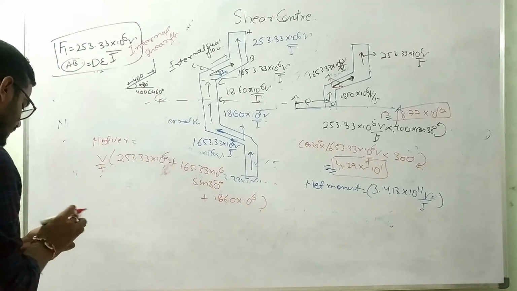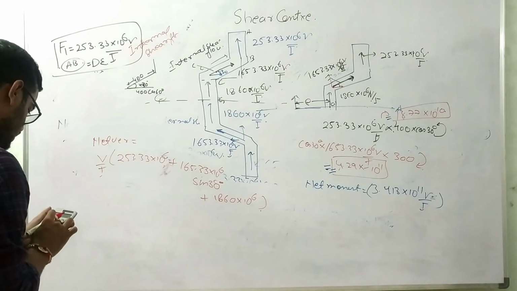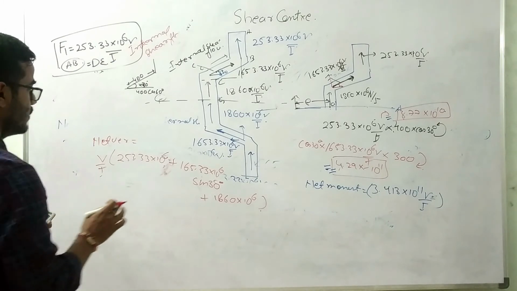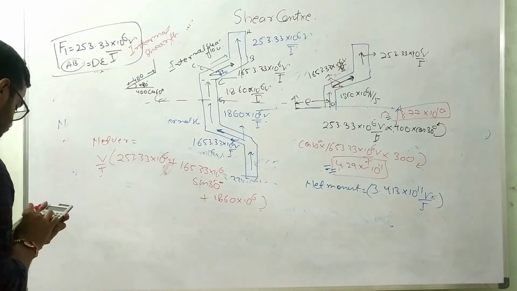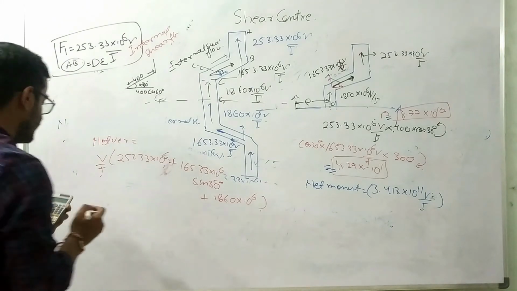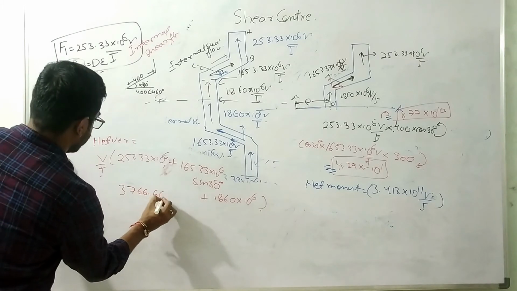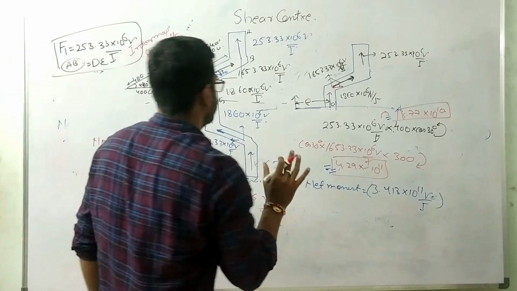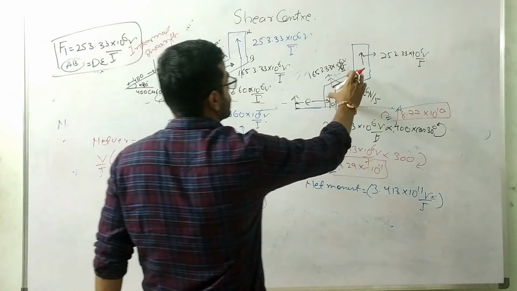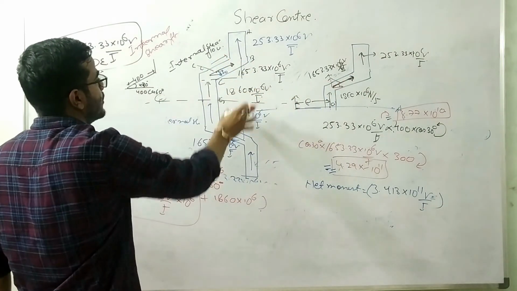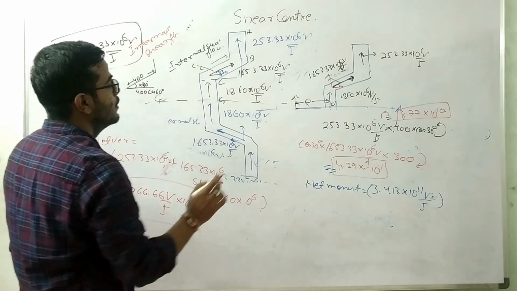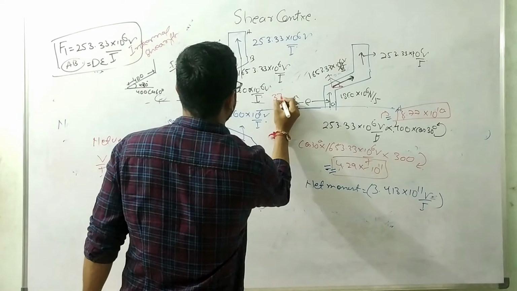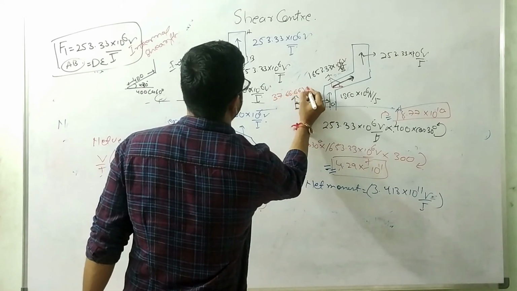So the net force comes out to be 3766.66 V over I into 10 to the power 6. Remember that this is a vertical force. This is the net vertical force due to this portion only. If I need to calculate the total, I will just multiply it by 2. So for the full section, the net vertical force is 7533.33 V over I.